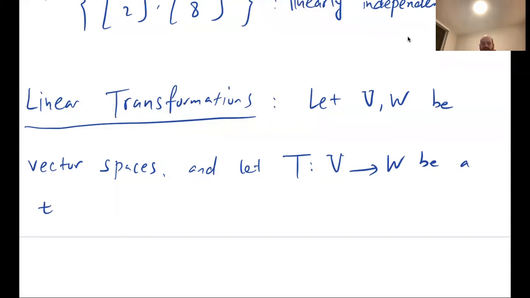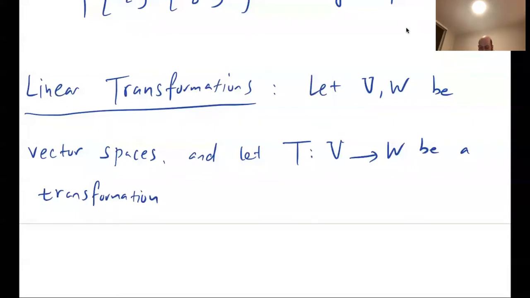So V and W are vector spaces, and in particular, they are sets. And we have a function basically from one set to another. So we are already familiar with the concept of function. In this sense, you know that here we have vector spaces. The function is called a transformation in this context.